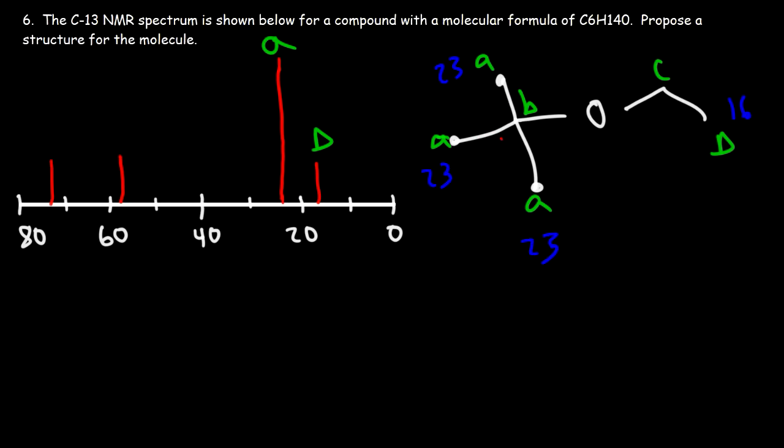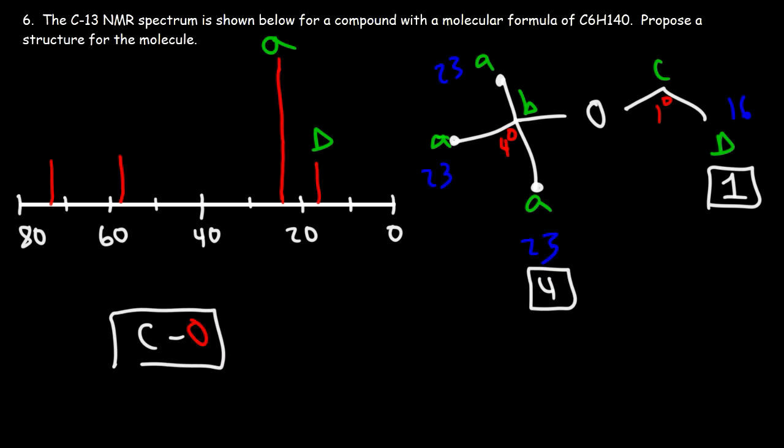Now carbon A is adjacent to a quaternary carbon, which gives it a score value of 4. Carbon D is adjacent to a secondary carbon. I mean, that's not a secondary carbon, but that is a primary carbon. And so it has a score value of 1. So we can see why A has a higher chemical shift than D. Now carbons B and C are both attached to an oxygen. And so we can see that the chemical shift is between 50 and 100.